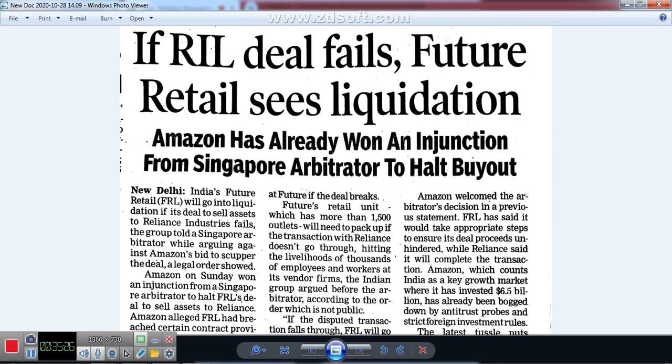But if Future Group withdraws its offer to Reliance Industries Limited, Future Retail will become bankrupt, or it will go into liquidation. All its assets will be sold, and from that the debt will be recovered. India's Future Retail will go into liquidation if its deal to sell assets to Reliance Industries fails, the group told a Singapore arbitrator while arguing against Amazon's bid to scupper the deal, means stop the deal. A legal order showed.